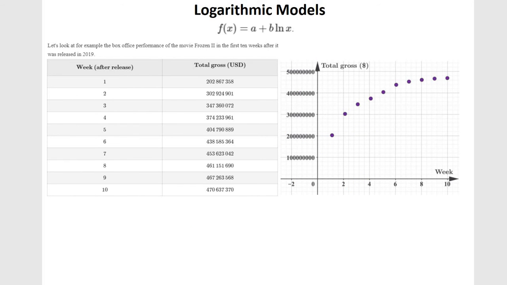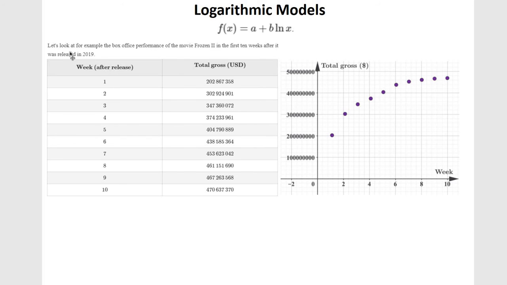Okay, so now let's talk about log models, so logarithmic models. So they're in the form a plus b times the natural log of x. Natural log is just more useful. You see that more in the world than you would just regular log. Okay, so we use natural logs. So here we've got an example of a log function. Notice how it has more of a curve to it.